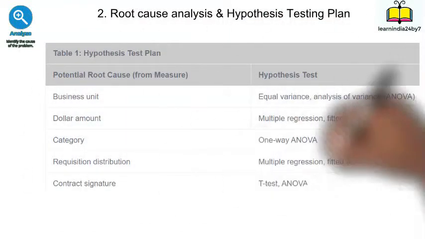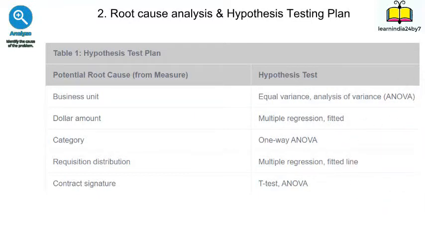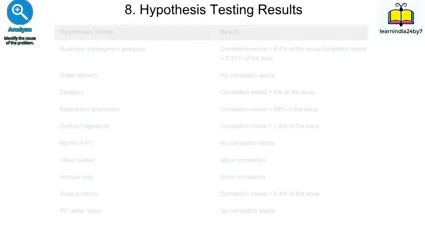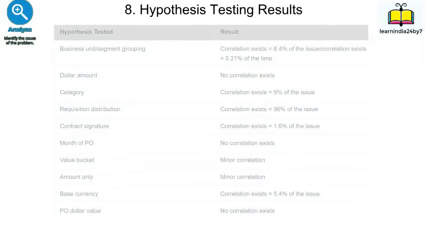Now it was time for the team to start with root cause analysis. So the team created a table with potential root causes on one side and the respective hypothesis tests to be carried out on the other side of the table. When the hypothesis tests were completed, the results showed some areas with existing correlation and some areas with minor or no correlation.